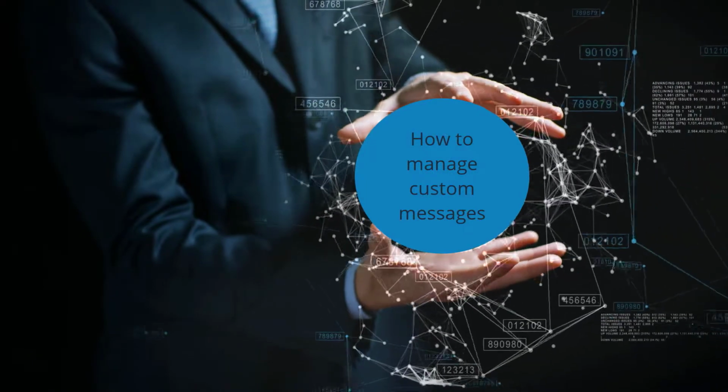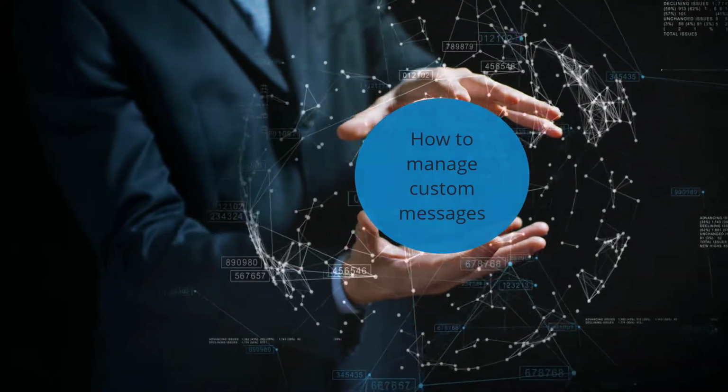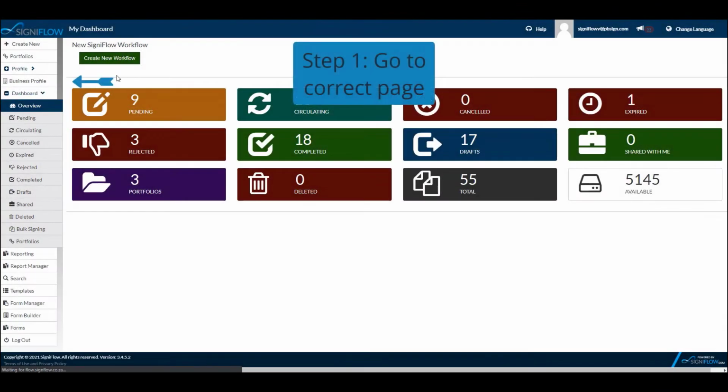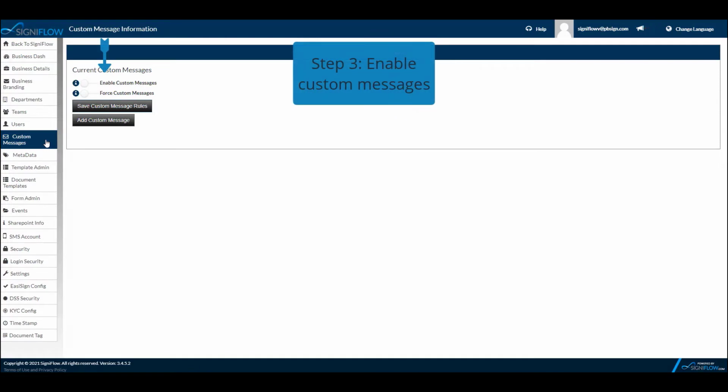So you'd like to learn more about managing your custom messages in Business Profile. Step 1 is to go to the correct page, namely Business Profile. Step 2 is to open Custom Messages tab. Step 3, enable custom messages.